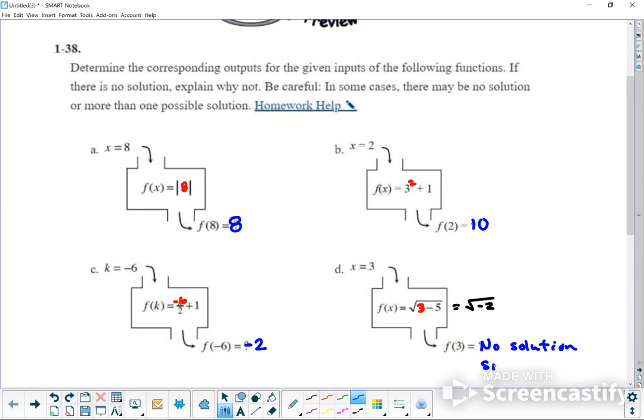Since you cannot square root a negative. All right.